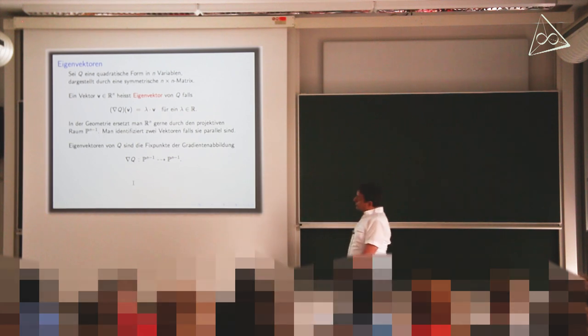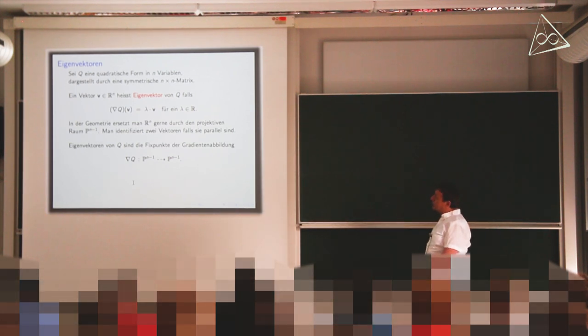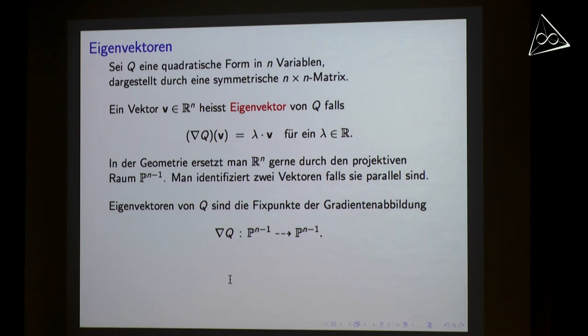A word about eigenvectors. So Q continues to be a quadratic form represented by a symmetric n by n matrix. We will say that a column vector v is an eigenvector if it's mapped to itself up to a multiplicative constant by the gradient map. So here we just agreed that this is the same as taking the gradient. If the gradient map takes a vector and maps it to itself up to a multiplicative constant lambda, then we're calling v an eigenvector of the quadratic form. Here we're allowing lambda to be 0, and in fact also complex numbers.